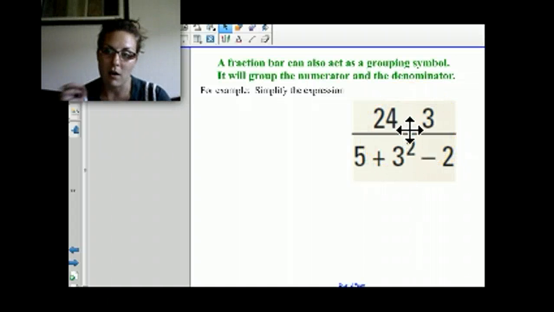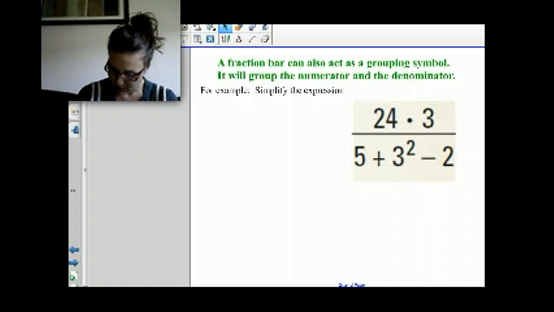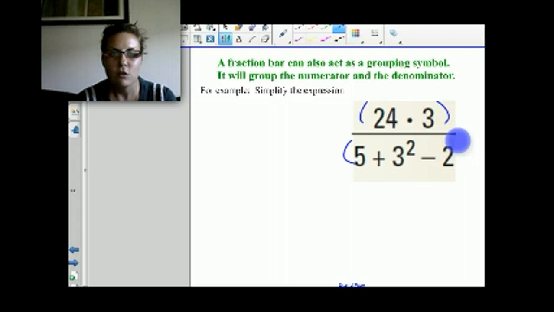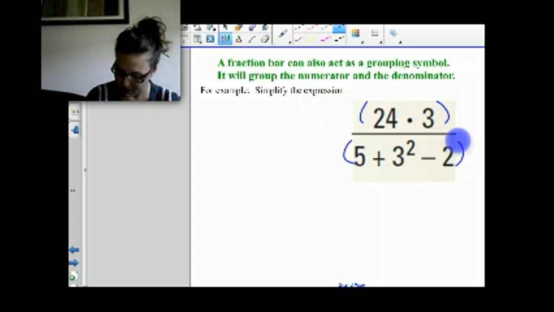A fraction bar also works as a grouping symbol. It's the equivalent of having the top and the bottom in their own separate sets of parentheses. So we can evaluate them individually at the same time because they don't affect each other until the end.